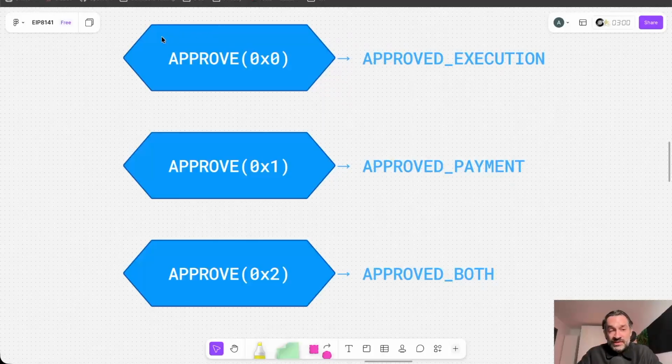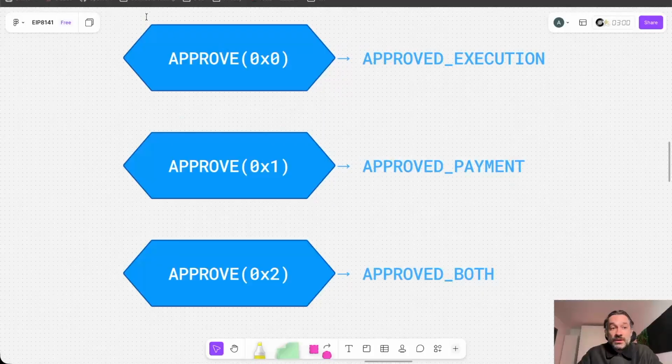Then the scope with value 0x1 is approved payment. It's approving gas fees to be deducted from this target. For example, with no target constraint, any contract can volunteer to pay and sponsor this transaction.